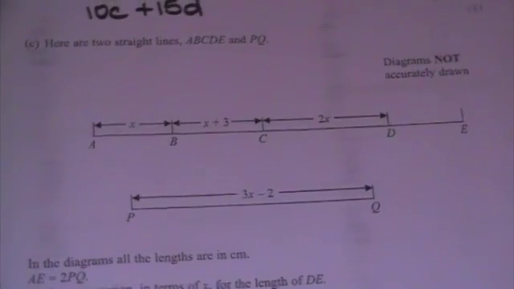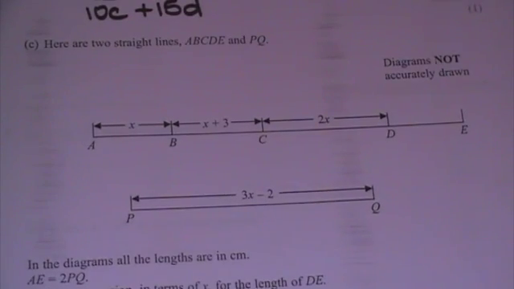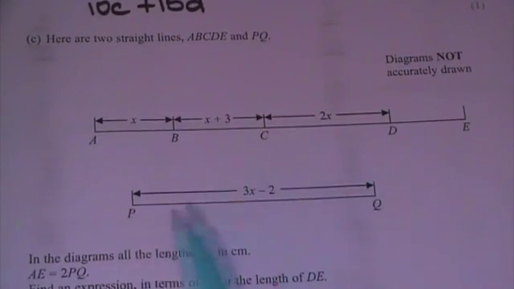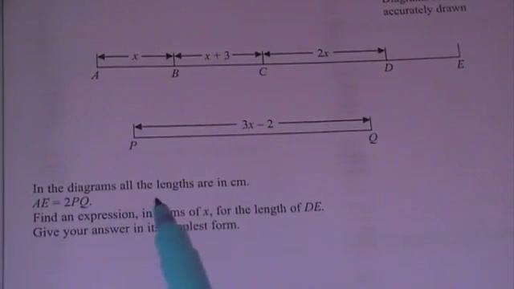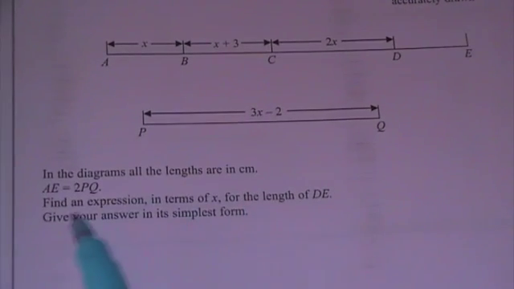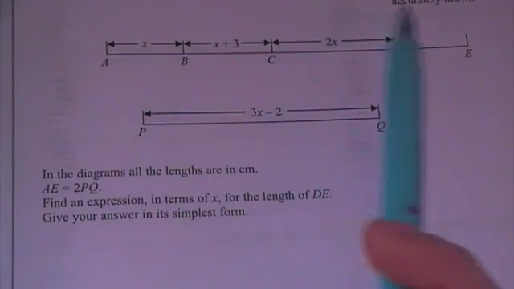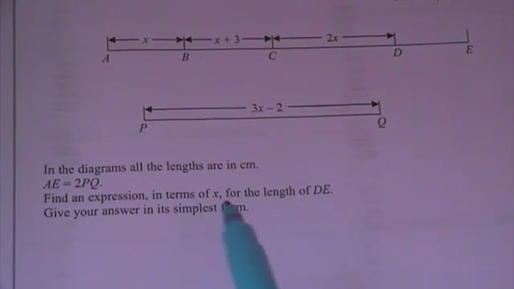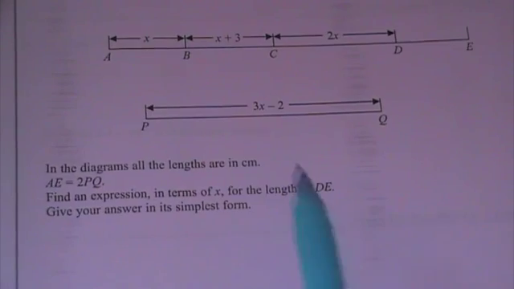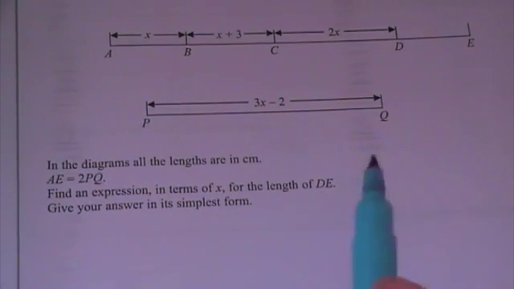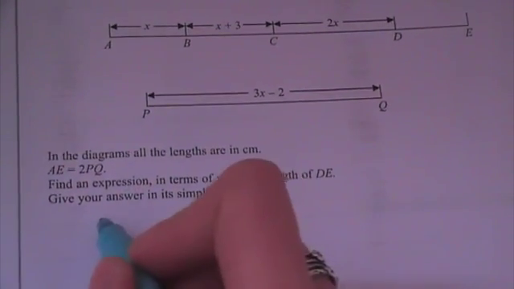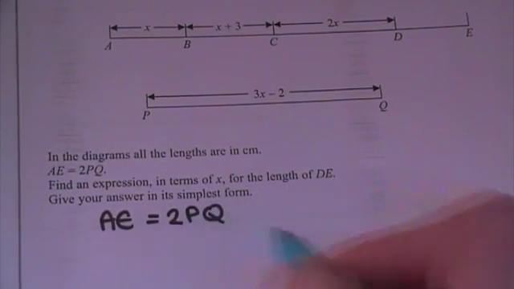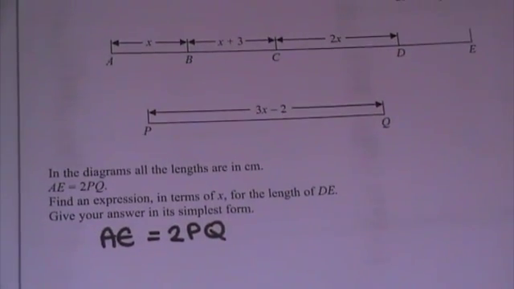Part C then. Here are 2 straight lines, A, B, C, D, E and P, Q. So this is our first line and our second one. In the diagrams, all the lengths are in centimetres, and it says that AE, so that top one, is 2 times PQ. Find an expression in terms of x for the length of DE. Give your answer in its simplest form.